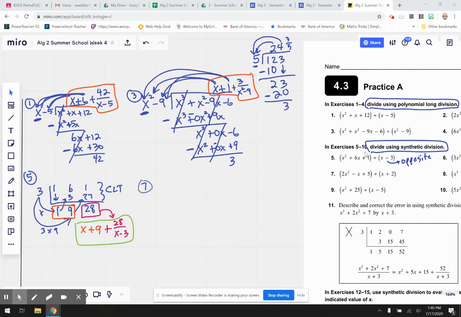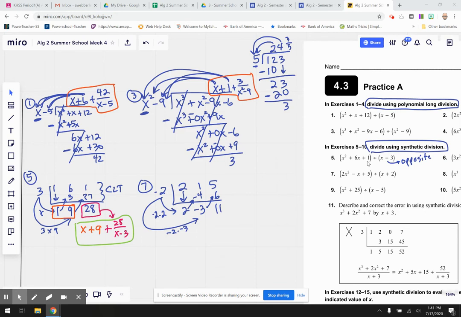Let's try 7. We need the opposite of a 2. Opposite of a 2 would be a negative 2. Okay, then we're going to need the numbers that are here. So 2, a 1, and a 5. 2, 1, 5. So bring down the 2, and we need to multiply here. So negative 2 times 2 would be a negative 4. Add those, you get negative 3. When you just combine them, you're just doing CLT, combining like terms. So 1 minus 4 would give you negative 3. When you multiply negative 2 times negative 3, you get a positive 6. So when you combine those, you get 11.